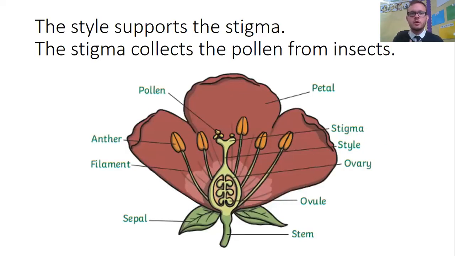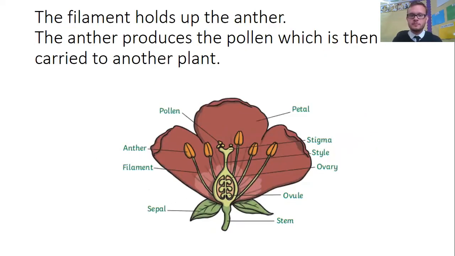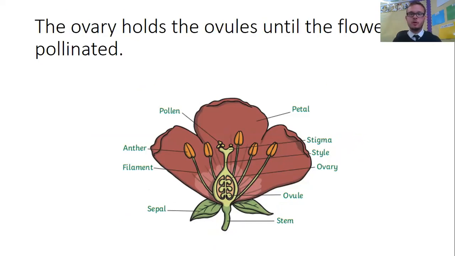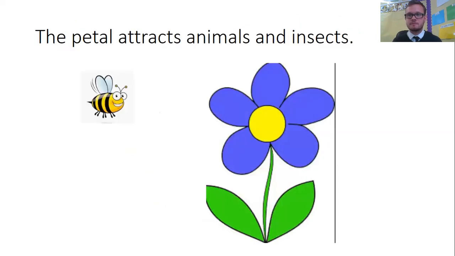So let's start off with what all these parts are again, just remembering. The style, as you can see in the middle of the picture there, supports the stigma, and the stigma collects pollen from insects. The filament holds up the anther, and the anther produces the pollen, which is then carried to another plant, and these are the male reproductive parts of the flower. The ovary holds the ovules, which wait until the flower's pollinated, and they help to make the seeds.